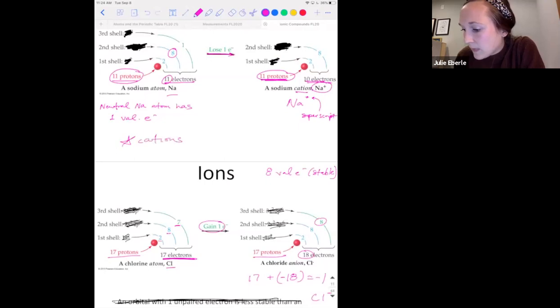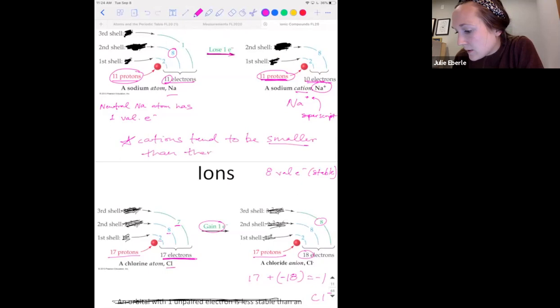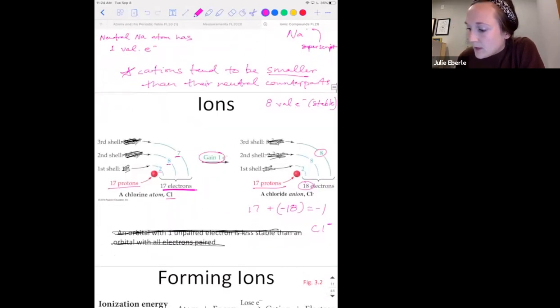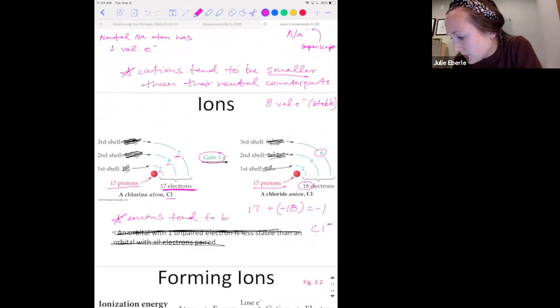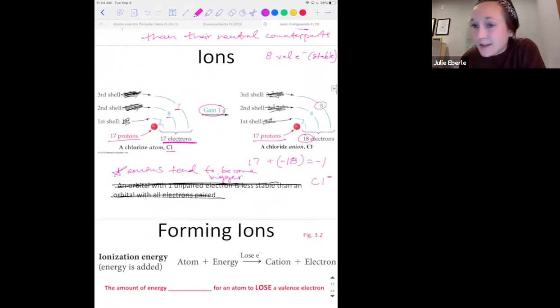Cations tend to be smaller than their neutral counterparts. Okay, neutral atom. Here, anions, they tend to get a little bit bigger, okay? All right, because they've gained an electron.